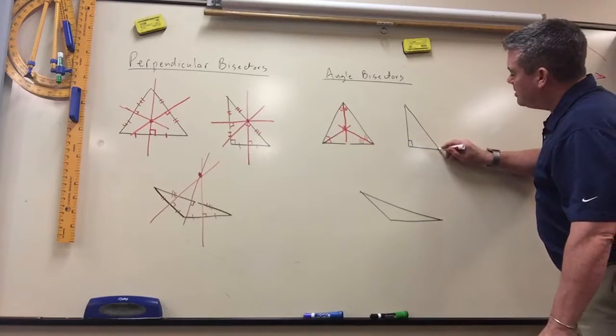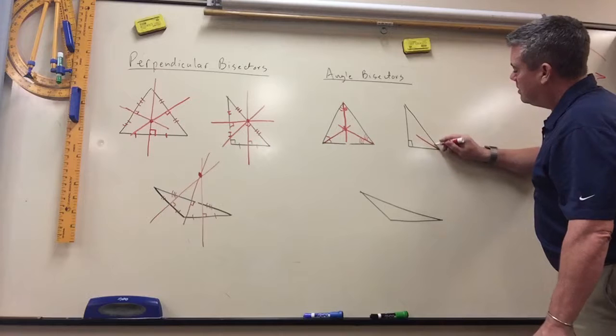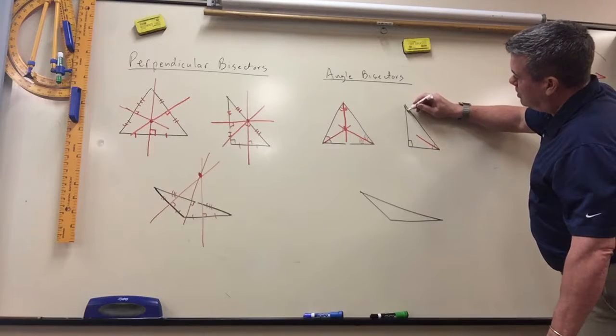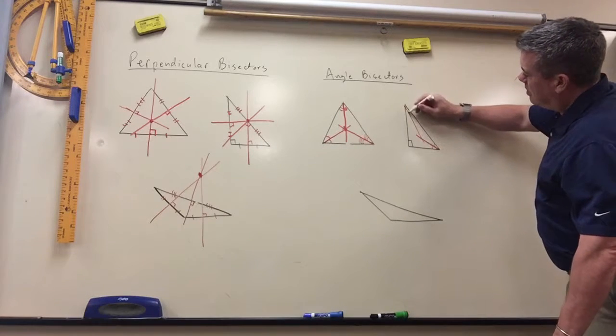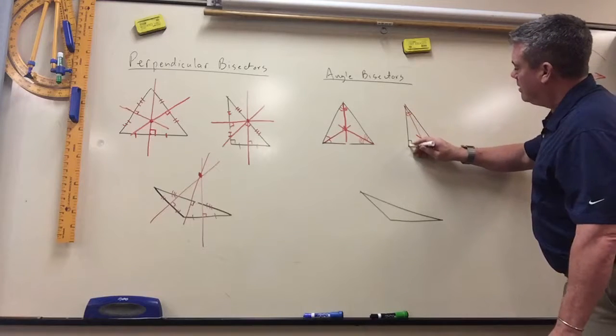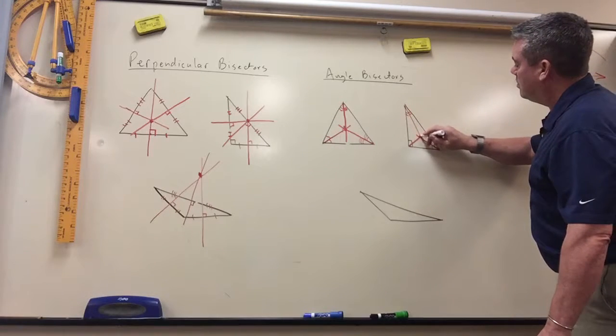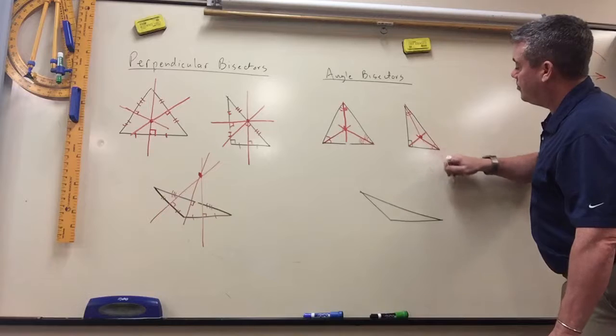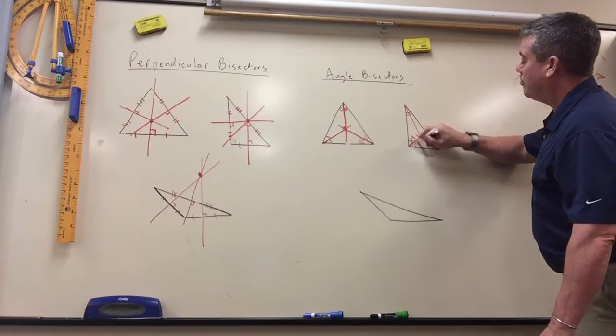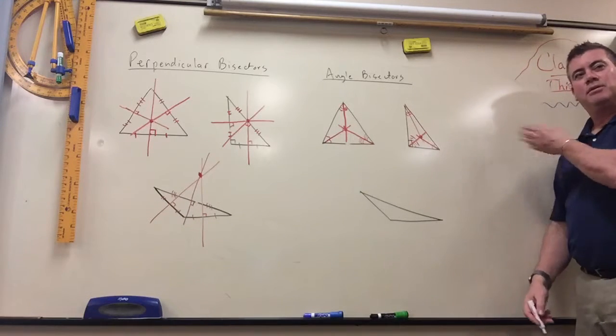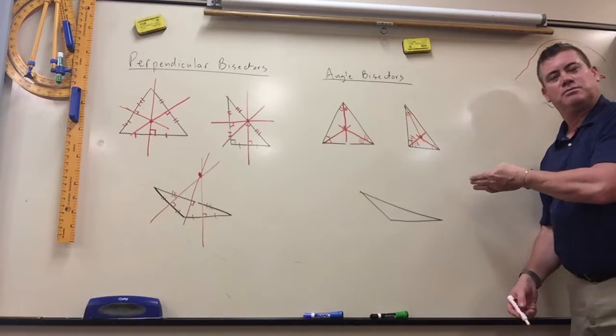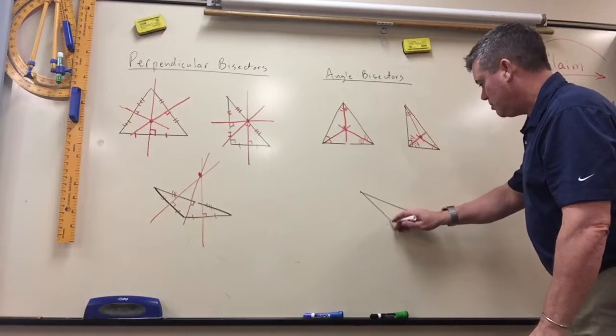So for this angle bisector, this one, and this one. Okay, so they're both inside. What do you think is going to happen on the obtuse? It's going to be inside too.